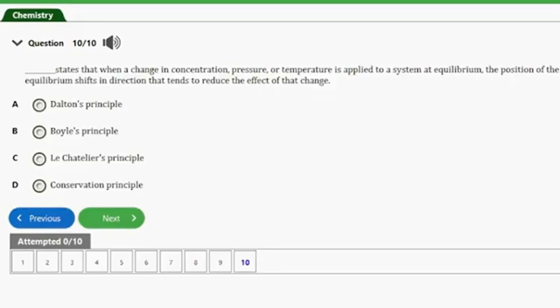That's question number 10. It says that states that when a change in concentration, pressure, or temperature is applied to a system at equilibrium, the position of the equilibrium shifts in direction that tends to reduce the effect of that change. A, Dalton's principle. B, Boyle's principle. C, Le Chatelier's principle. D, conservation principle. So guys, the answer to this question is option C, and that's the Le Chatelier's principle.